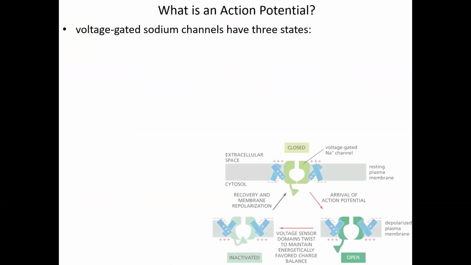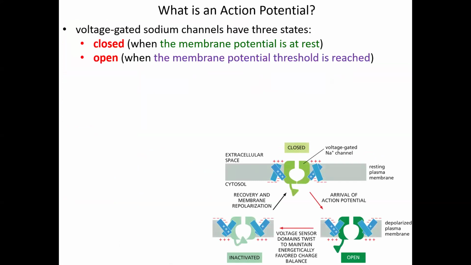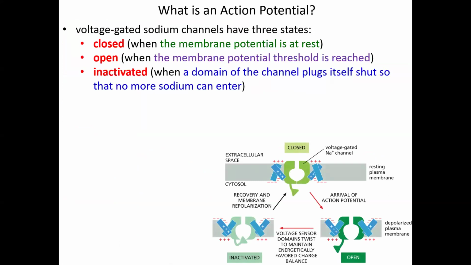Voltage-gated sodium channels have three states. They've got the closed state, they've got the open state, and then they have this refractory state. So closed is when the membrane potential is at rest. That's a channel that hasn't been doing anything in a while. Fine. Open, of course, is when we reach the membrane potential threshold. The channel pops open, sodium comes rushing in.